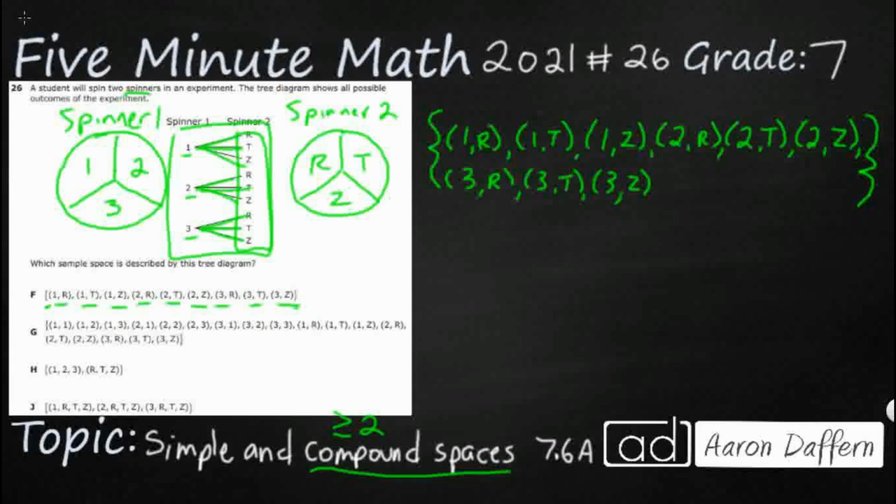So let's see what doesn't work for G. Oh, look at this. It's got the 1R, and all this business that I want right here. But look at this extra stuff. 1, 1. If I'm spinning each spinner once, I can't get 1, 1. That's not a possibility. You can only get one letter and one number. So that's what makes that wrong. Then 1, 2, 3, R, T, Z. I'm only spinning each spinner once, so I can't get 1, 2, and 3 on the same spin. H just doesn't work. And then this combines 1, R, T, Z. This just takes this, but I spin one spinner twice, which means I need sets of 2. My answer is F.